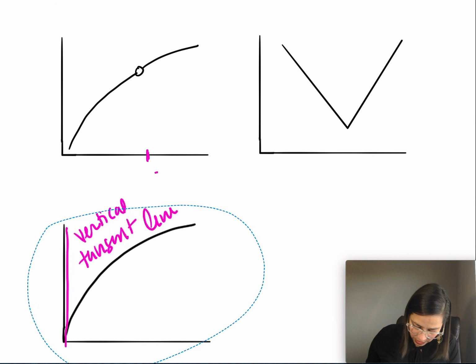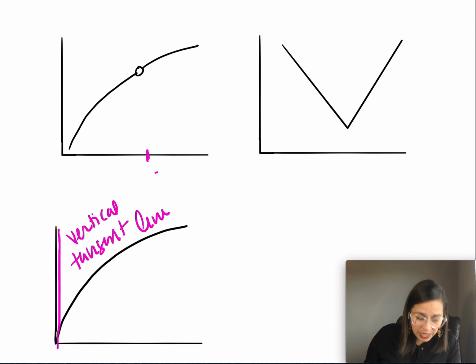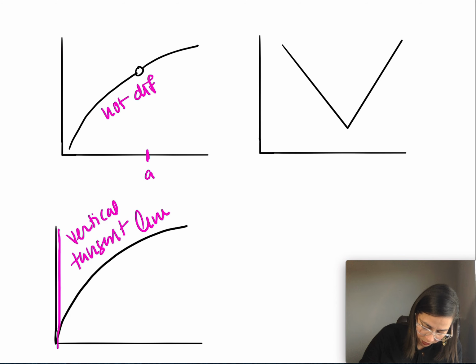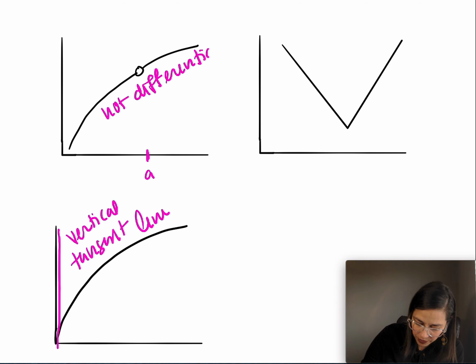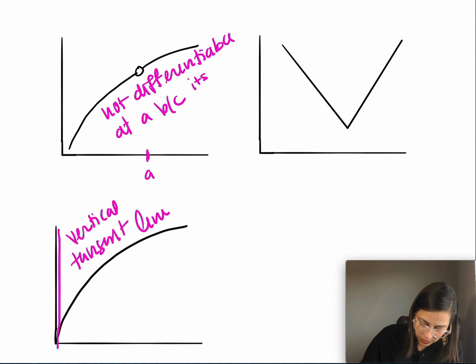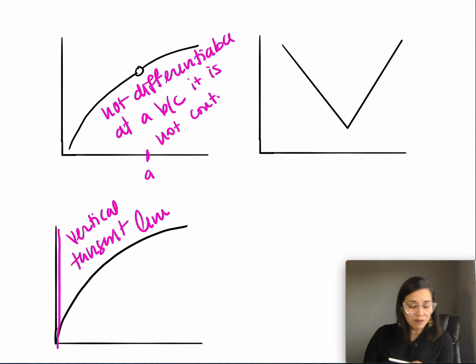So here we're going to say that, in this case, it is not differentiable. I'm going to say A here, not differentiable because it's not continuous. So not differentiable at A because it is not continuous. Okay? And then the last case here we have, this is A.